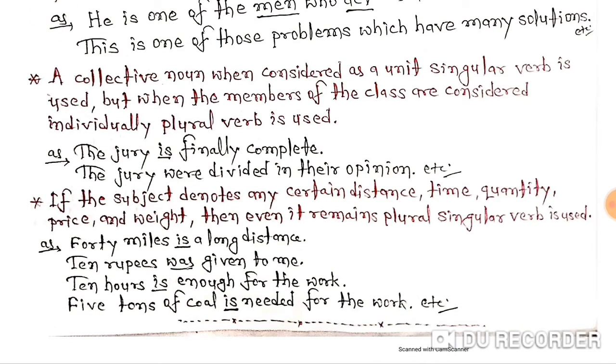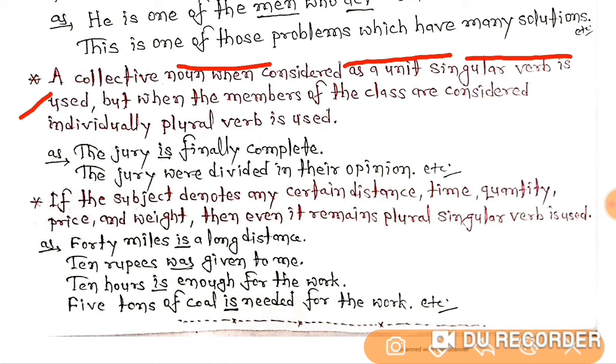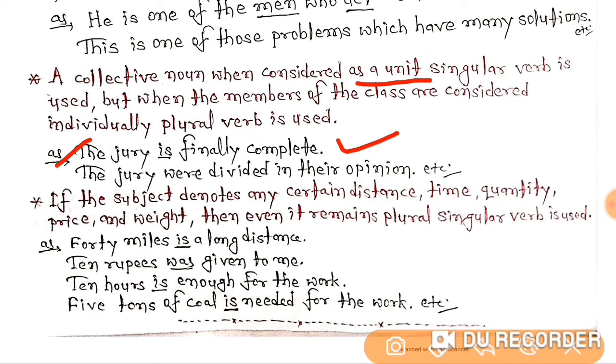Now let's move to the second last rule or use that tells you a collective noun when considered as a unit, singular verb is used, but when the members of the class are considered individually, right, plural verb is used, right? As the jury is finally complete. This means here it has been used as a unit. But when you consider the second one, the jury were divided in their opinion. This means each one will just give his or her opinion. So that's why here what we have used? We have used plural, right? The jury were, right? Okay.